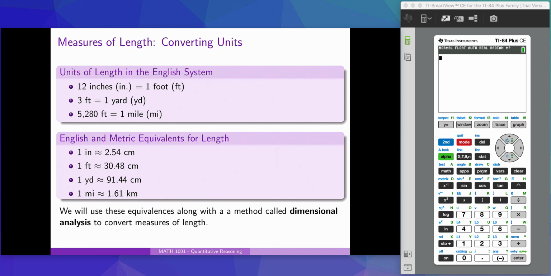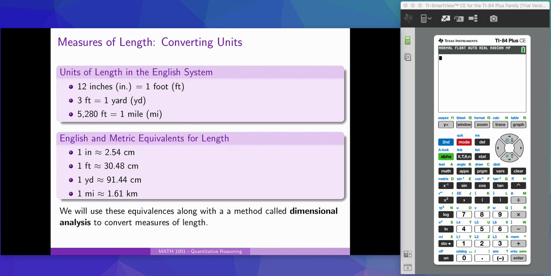This is a video for Unit 3 of Math 1001. It will cover measures of length, converting units. Before we get into the practice problems, let's make sure that we're aware of our units of length in the English system and how they compare to each other.